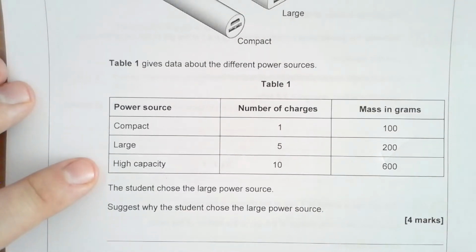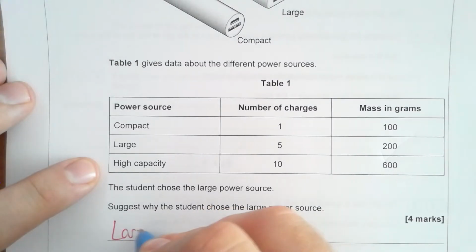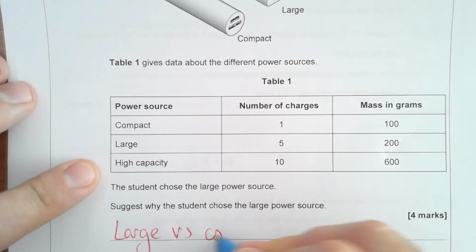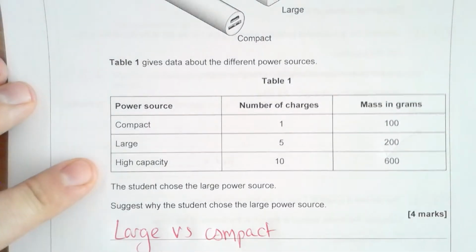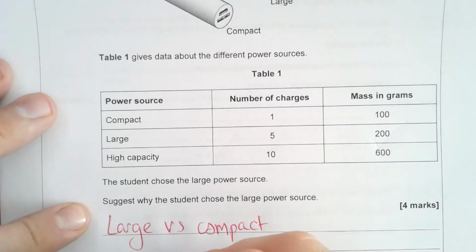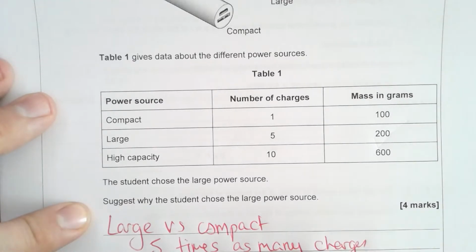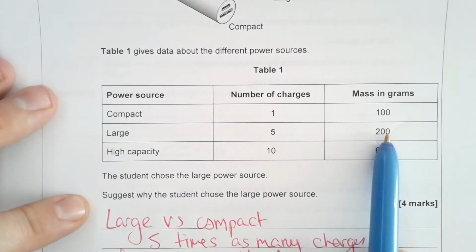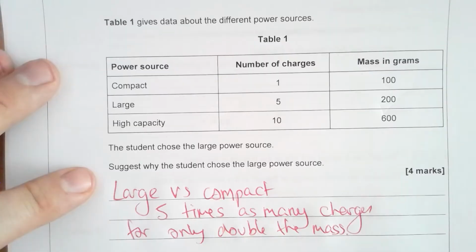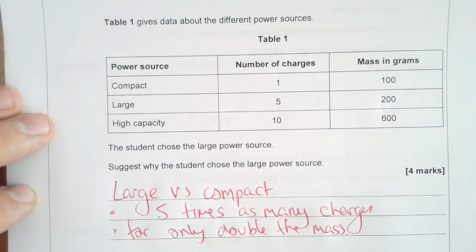So we'll compare the large versus compact first. And the first point is that it has 5 times more charge, or it can give you 5 times as many charges for only double the weight, double the mass, sorry. So the mass is 200, so it's double the mass, but again you can charge it up 5 times more. So those are your 2 marking points for the first one.